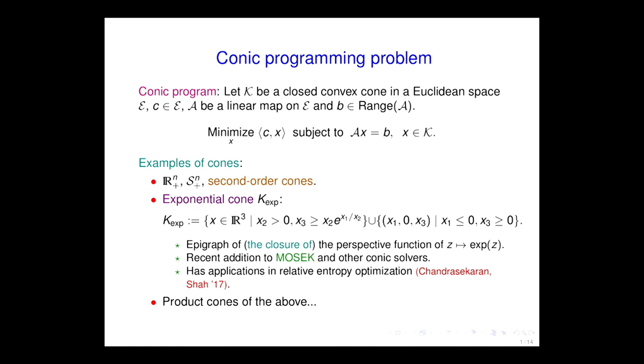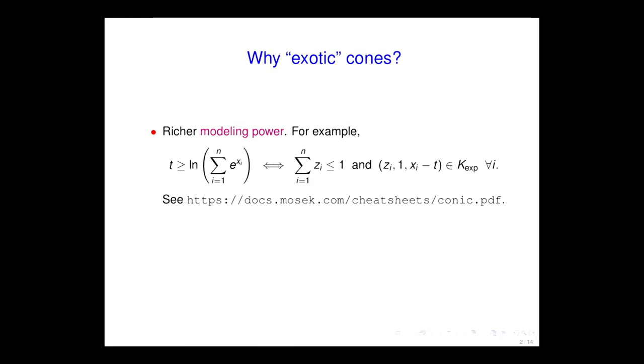For those who are more familiar with non-negative orthons, PSD cone, and second order cones, an obvious question might be, why do we want to go beyond those three comfortable cones? We have nice solvers already. So why those exotic cones, coming from nowhere, it seems, right? The first obvious answer would be, it will definitely provide richer modeling power for our conic solvers.